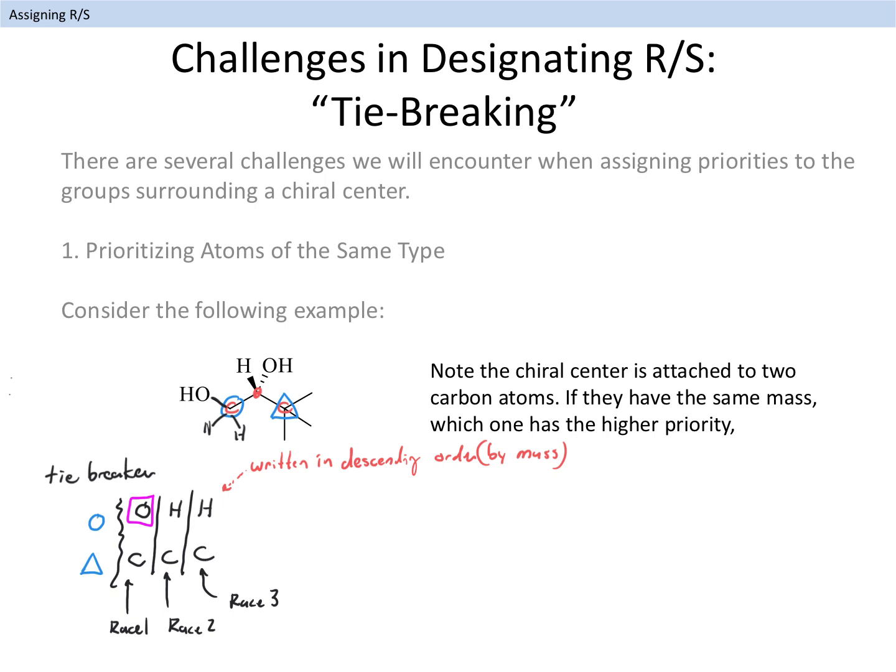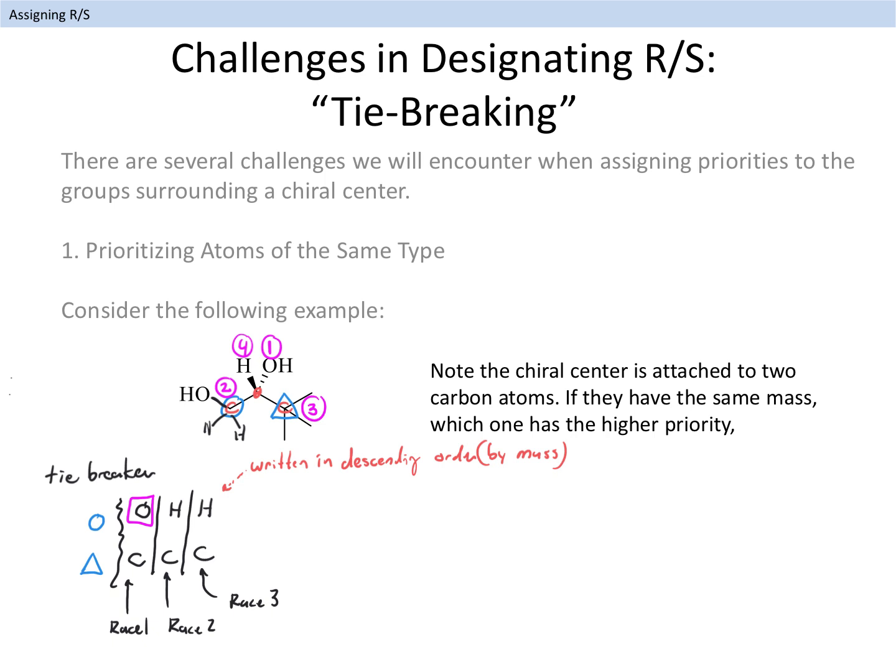Now we can assign the R and S configuration to the chiral center in this molecule. We have oxygen with the highest priority, followed by the circle carbon, priority 2, then the triangle carbon, priority 3, and finally, hydrogen, priority 4. To complete the assignment process, we need to determine if the priorities are oriented clockwise or counterclockwise, from the perspective of the front of the chiral center.